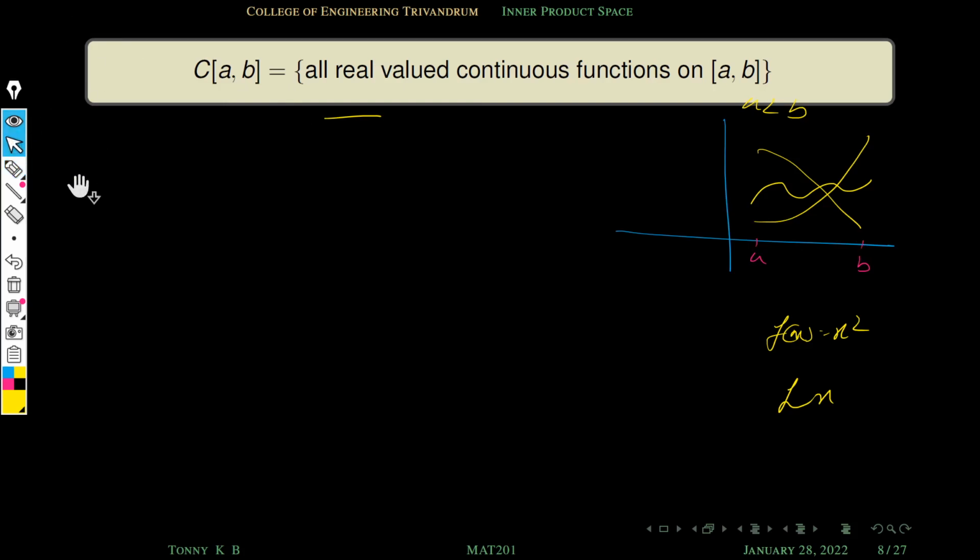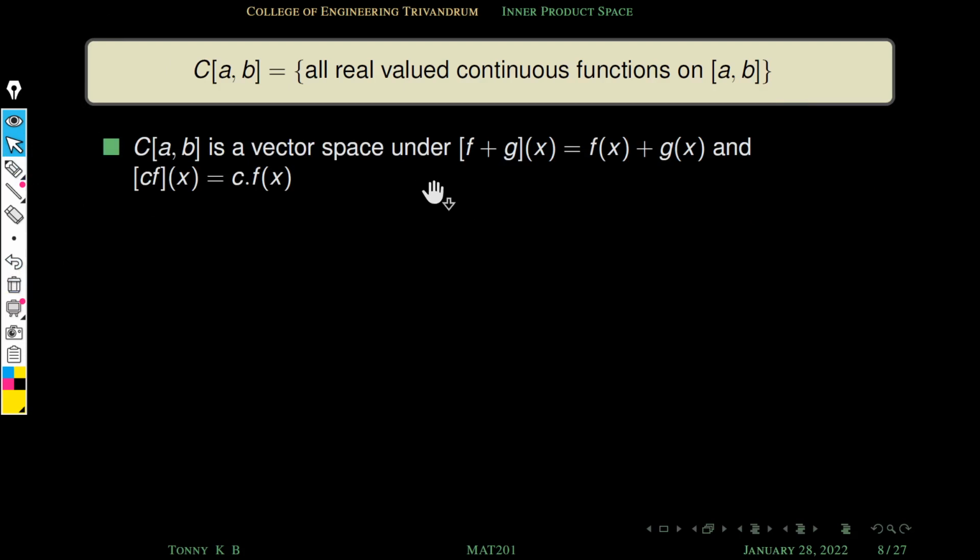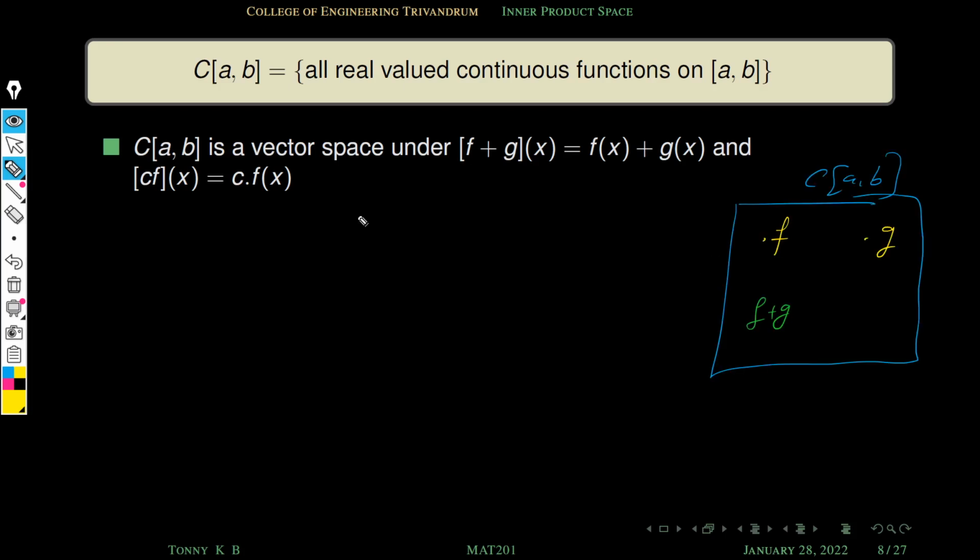Okay, and this set has nice properties. The first one is that this is a vector space. This collection contains infinitely many functions, and that collection is a vector space. We know that a set is said to be a vector space only when it satisfies the 10 conditions under two operations, vector addition and scalar multiplication. So first we are going to define vector addition. Here C[a,b] contains functions, for example f, g, h, like that.